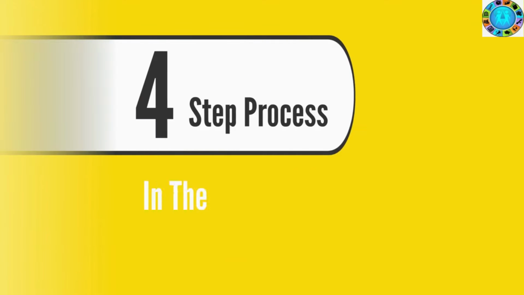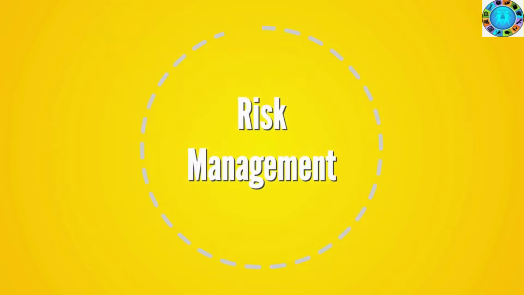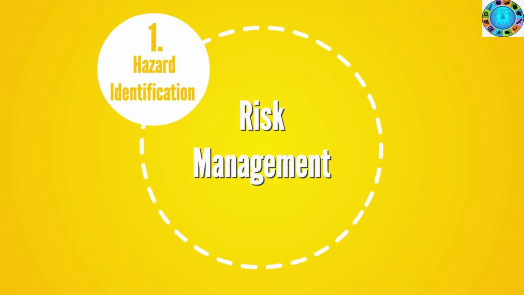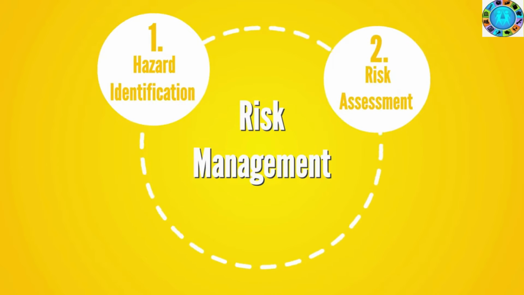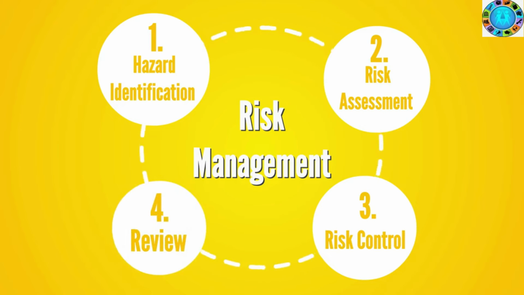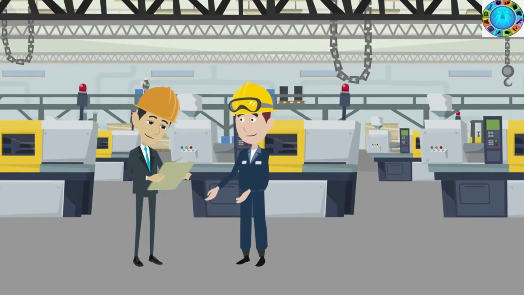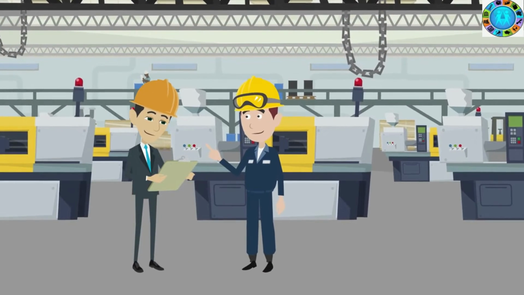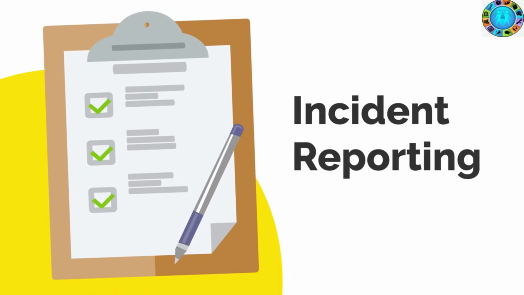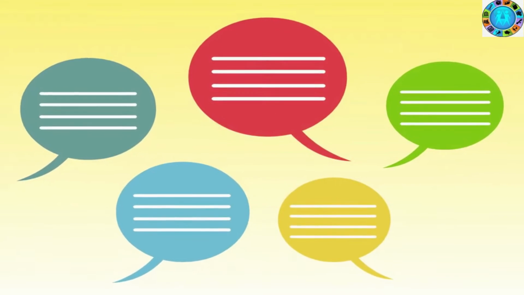Risk management is a 4-step process to identify hazards in the workplace. 1. Hazard identification. 2. Risk assessment. 3. Risk control. 4. Review. Step 1. Hazard identification. Hazards can be identified through workplace inspections, incident reporting, register of injuries, feedback from employees.